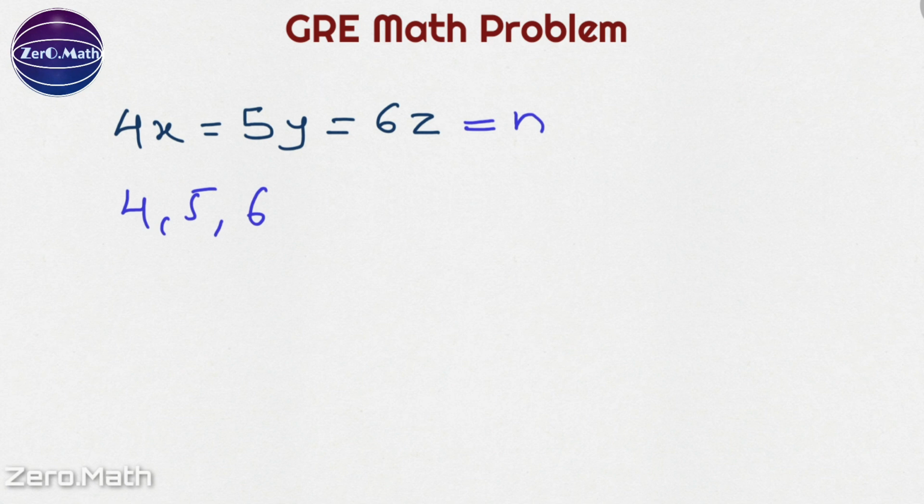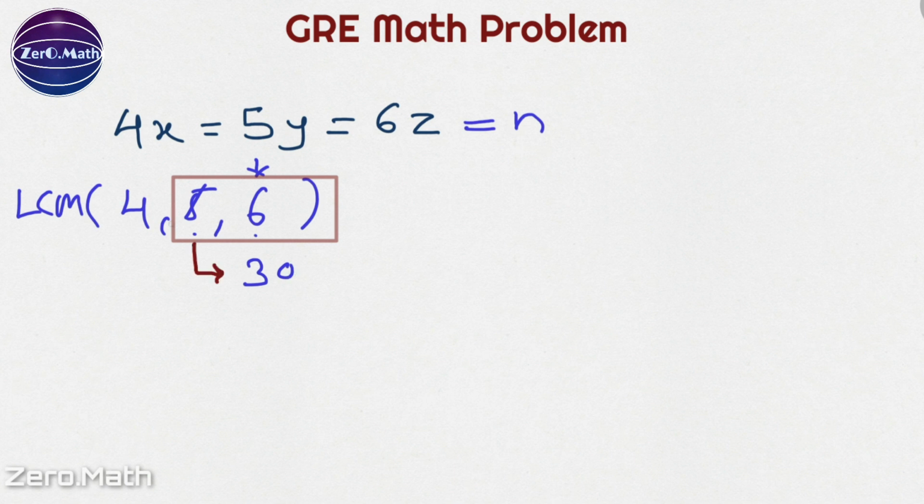Let's figure out what is the LCM of 4, 5 and 6. As per the LCM trick, find out the largest number, that is 6, and check whether it is divisible by the other numbers, that is 4 and 5. So it's not. So what we are going to do, we will first figure out the LCM of 5 and 6. So 5 is a prime number. So the LCM of 5 and 6 will be 30.